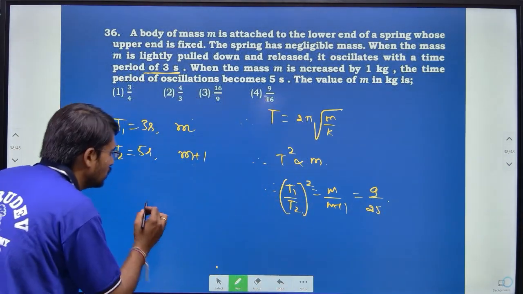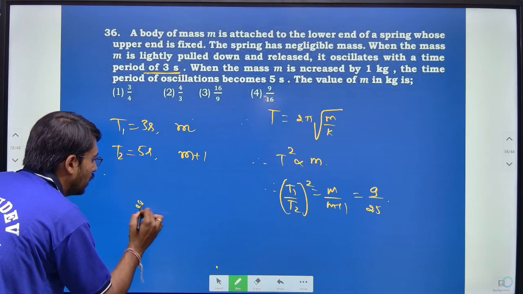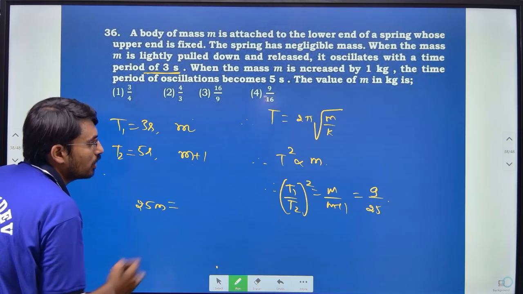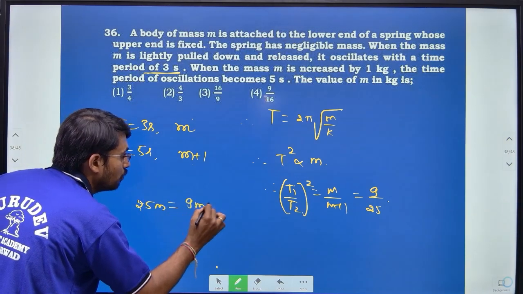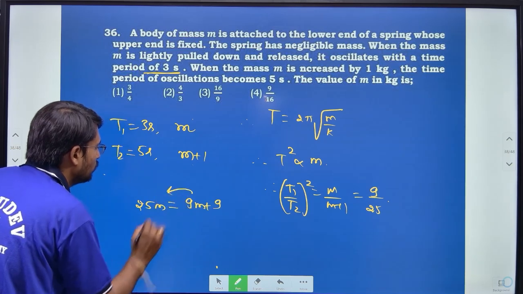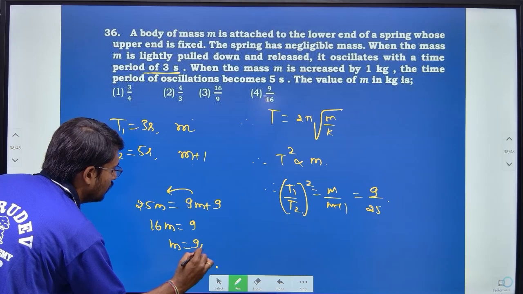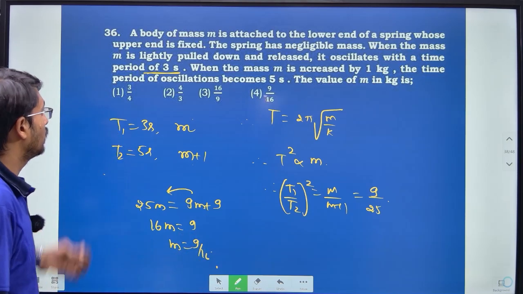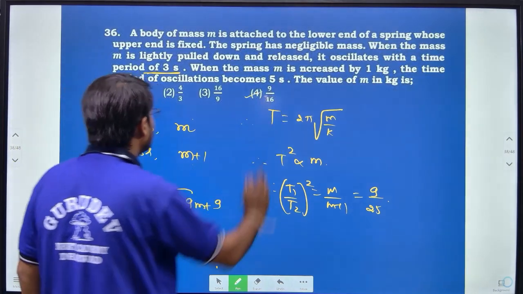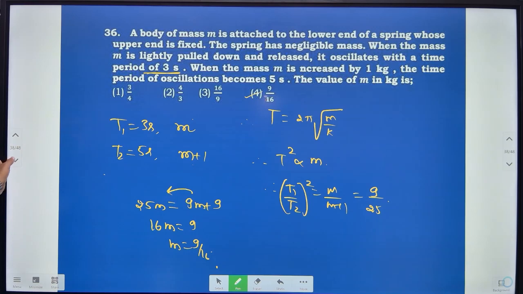When I simplify this, what do we get? 25 m equals 9 m plus 9. When you simplify this, that will be 16 m equals 9, so m equals 9 divided by 16. So option 4 is the right answer.